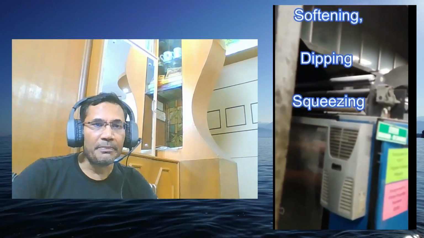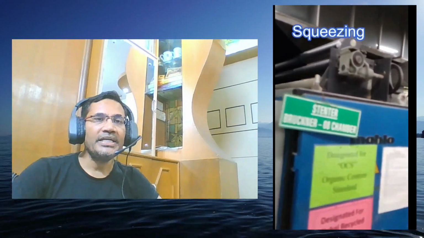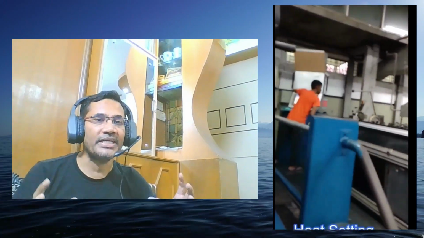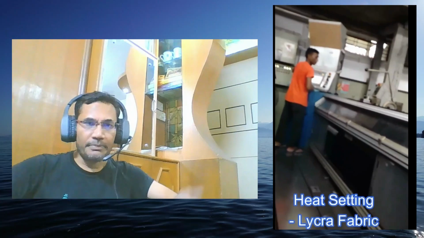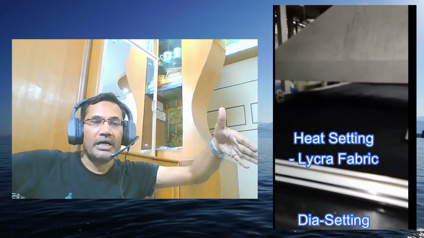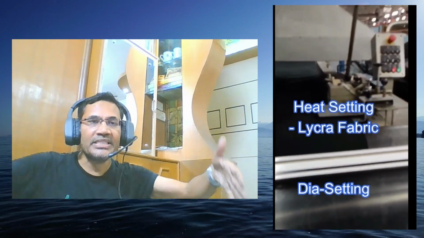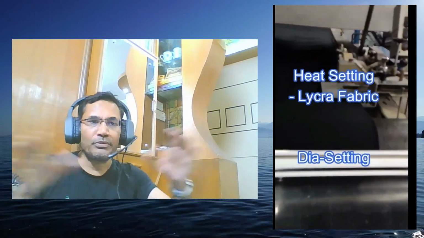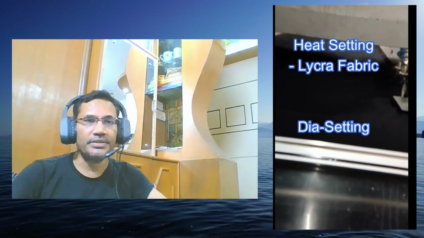Then the next part, in the same big machine, is the middle part of this machine: heat setting. For the Lycra fabric we have to do the heat set to fix the dia. It's a black fabric. You can see the fabric. The fabric width, I mean dia, what is the dia? It should be 16 or 18, maybe 86 inch. We have to fix the fabric width here.